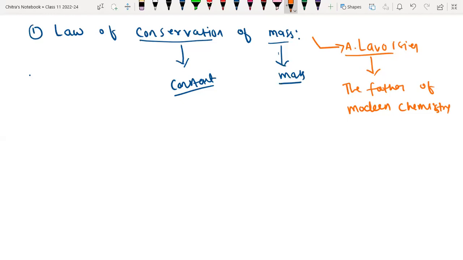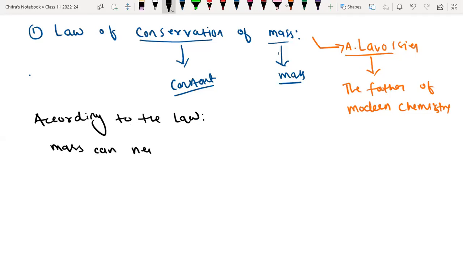I'm writing the statement for that. According to the law, what is going to be the statement? Mass can neither be created nor be destroyed.